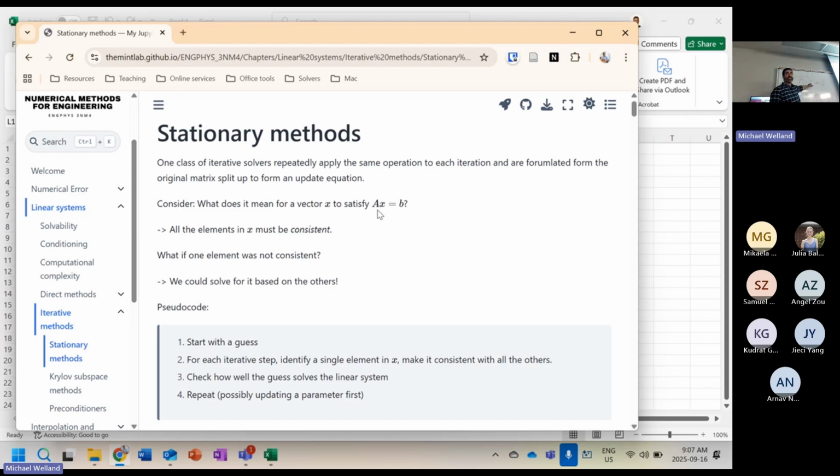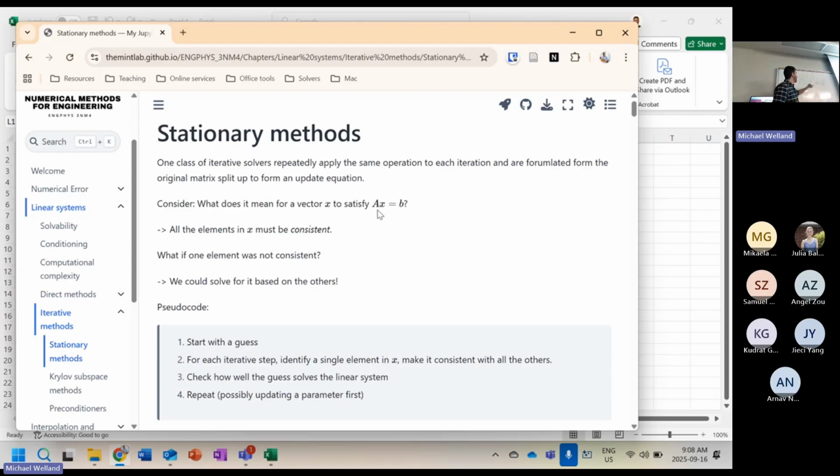What does it mean for X to actually solve this equation? What it means is that all of the individual elements of X are consistent with each other. This one, there is only one solution. First of all, linear system, well-defined, well-conditioned, there is exactly one. And that one implies that whatever this element is, it's consistent with these other 2 elements.